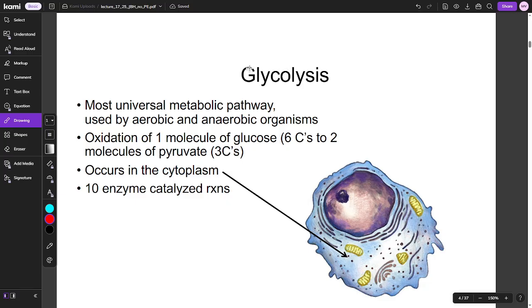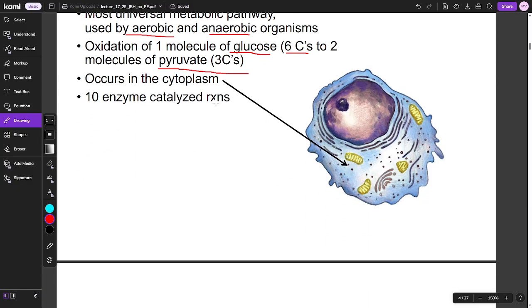So glycolysis occurs in most organisms. I don't want to say all organisms because, of course, there are exceptions in biology, but it's used by both aerobic and anaerobic organisms, and it turns one molecule of glucose into two molecules of pyruvate, because it's 6 carbons, right? The formatting of these slides is always weird. It occurs in the cytoplasm. That's the other thing.